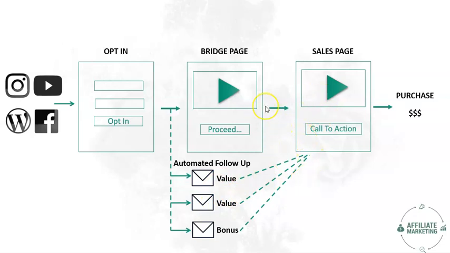So basically, after a bridge page, there is a sales page where you have an image or a video again, and it explains what they get for maybe $50 or whatever the price of your product is. So after a sales page, a purchase is done.